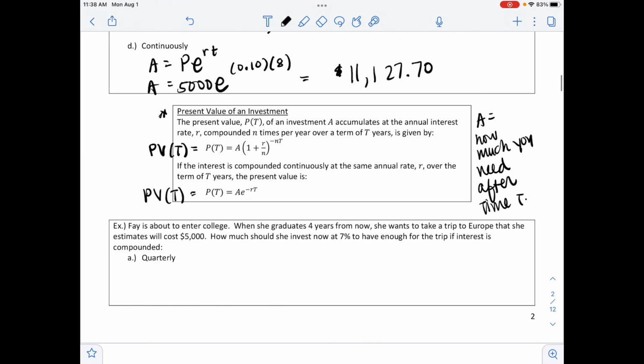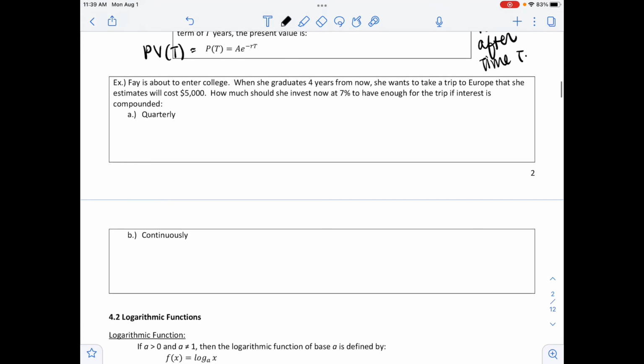So right below this we have another example. The next example says, Faye is about to enter college. When she graduates 4 years from now, she wants to take a trip to Europe that she estimates will cost $5,000. How much should she invest at 7% to have enough for the trip if interest is compounded, part A, quarterly, and part B, continuously. You'll notice that the wording now is that she wants to save up to have this money. So she needs to know how much to invest now in order to have that $5,000 in the future.